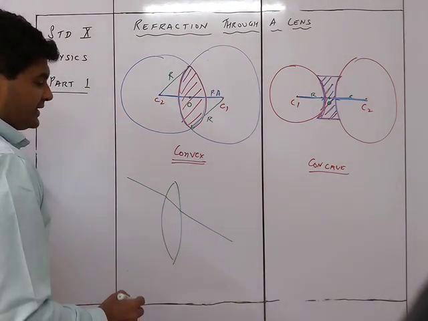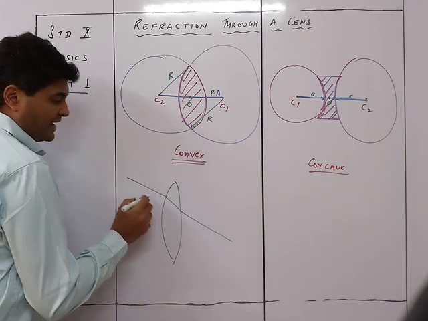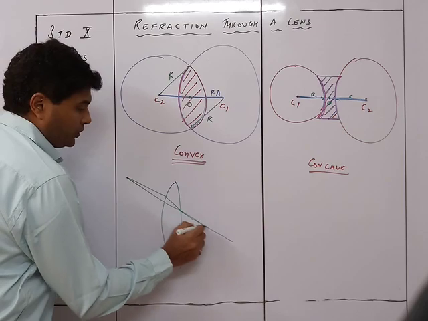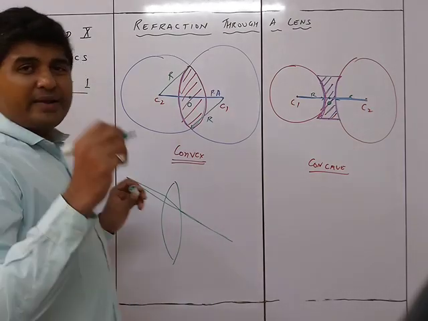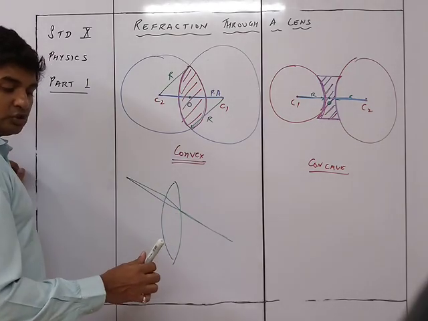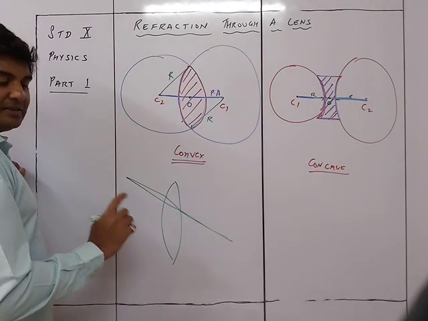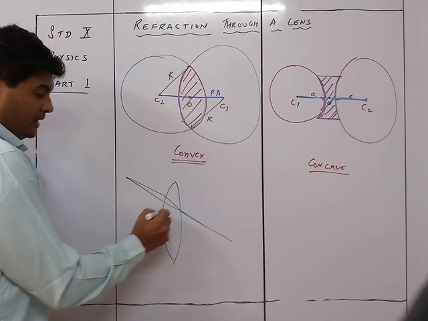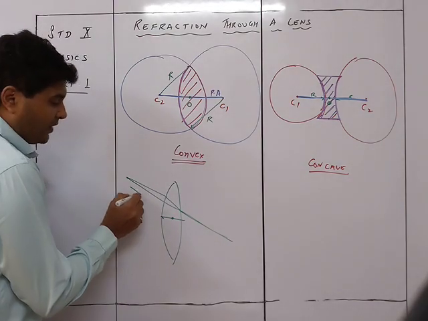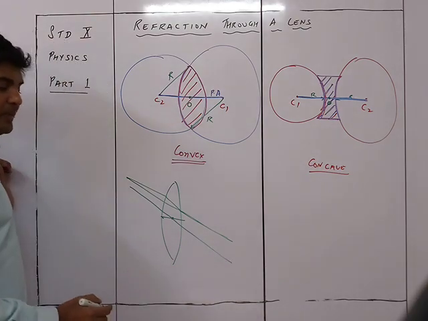So instead of doing it like this, they show it as a single line going from here to here. They are not showing the two-step process of the divergence; instead, we are just taking a single-step divergence. So if you see, the optical center is over here, and at the optical center the ray of light will go undeviated. There won't be any deviation at all.